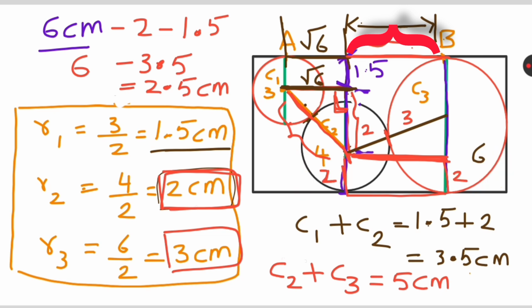And for the circle 3, the diameter is 6 centimeters. If the diameter is 6 centimeters, the radius is 3 centimeters, isn't it? Here to here, the distance is 2 centimeters. And center to here is 3. That means 3 minus 2, which gives 1. So this distance is 1 centimeter.